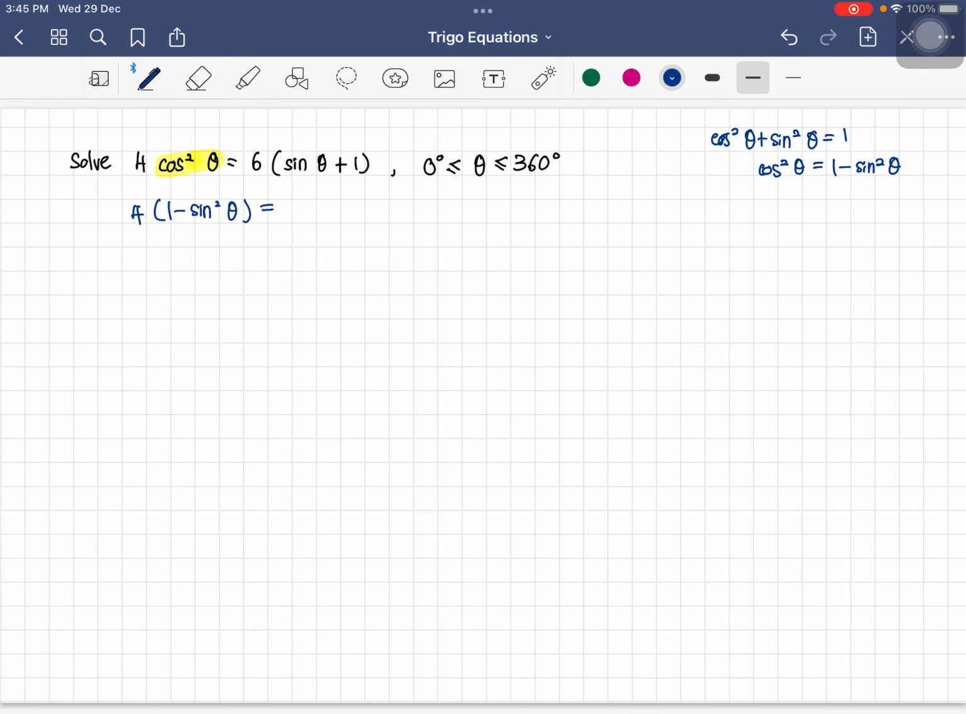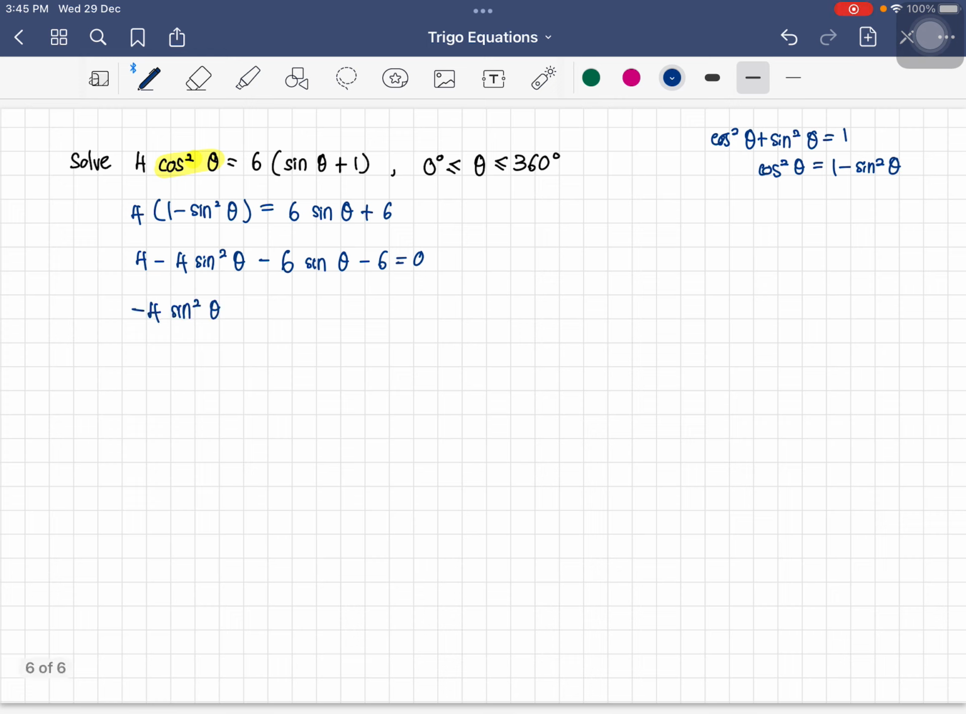All right. So on the right side, I'm going to expand. I have 6 sine theta plus 6. All right. So I have 4 minus 4 sine squared theta. I'm going to bring everything on the right to the left side. Therefore, I have minus 6 sine theta minus 6, which is equal to 0. All right. So I need to simplify this one.